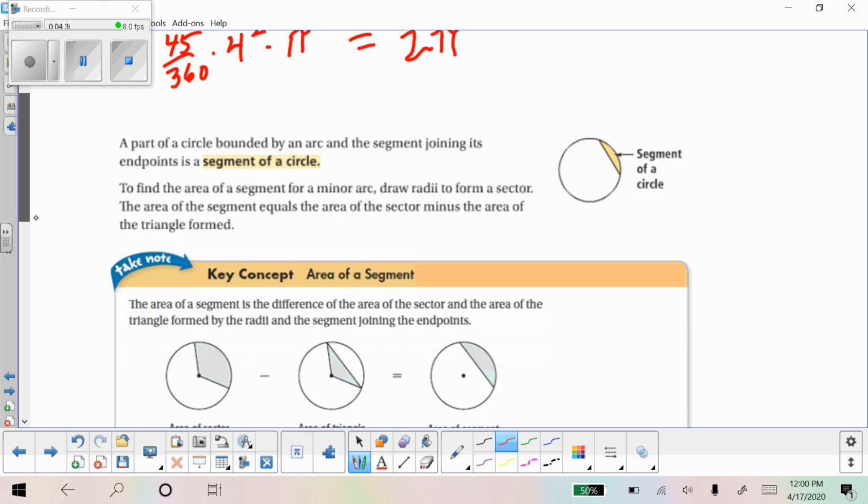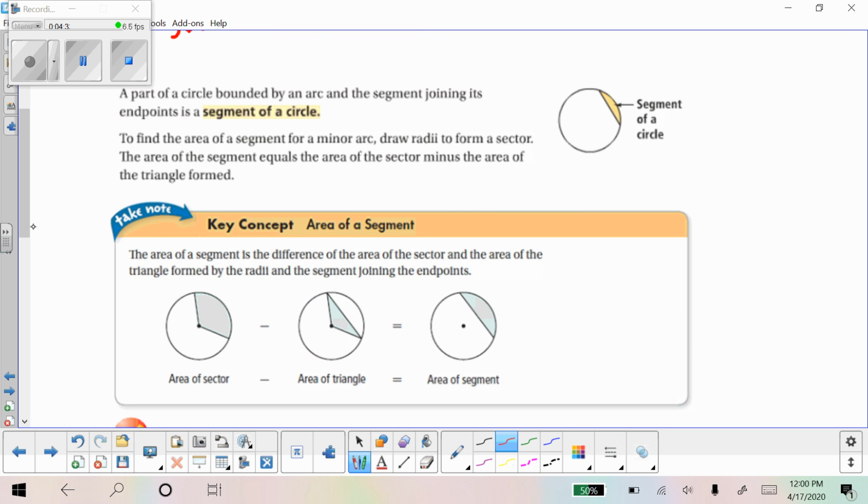The other thing we're going to talk about is the segment of a circle. The segment of a circle is a part of the circle bounded by an arc and the segment joining the endpoints. To find the area of a segment, we're going to imagine the center of the circle. It looks to me that if we wanted to find just the segment part, we would find the area of the sector and then subtract the area of the triangle.